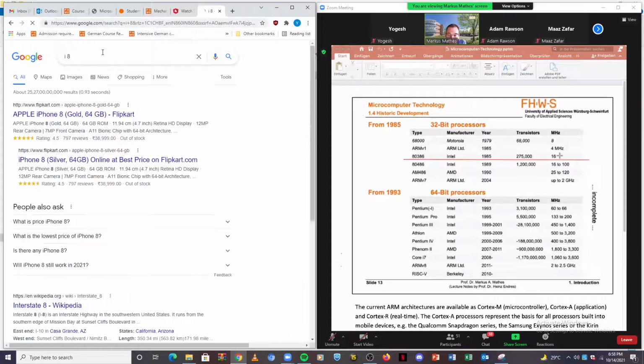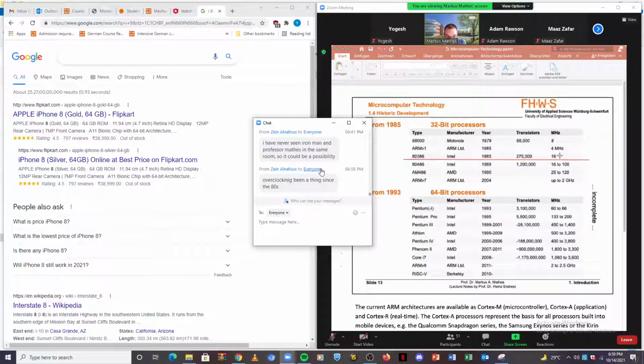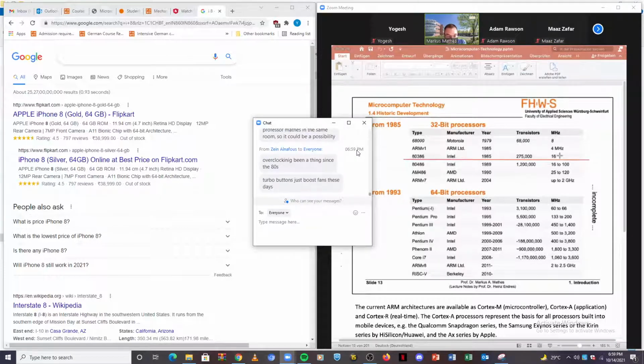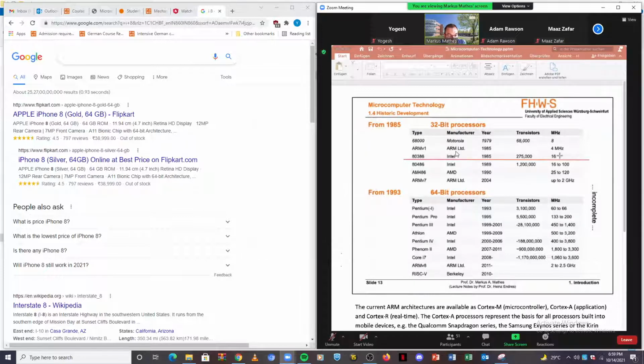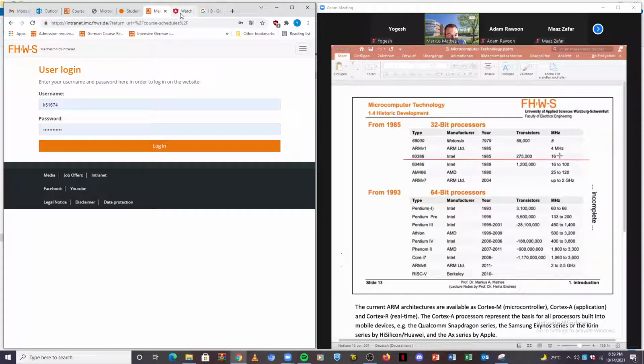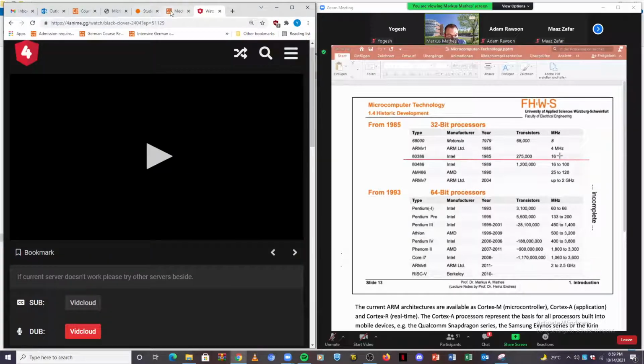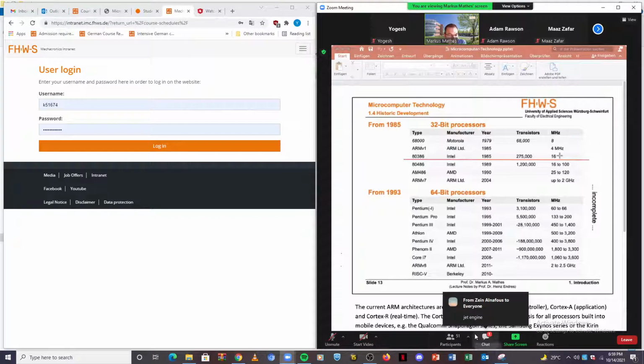Overclocking of the 80s, correct. So there is no turbo button anymore today. Maybe in some retro PCs or some self-built PCs, but back in those days, you could simply overclock by pushing the turbo button. Turbo buttons just boost fans these days. You can adjust the fan speed from, it sounds like a vacuum cleaner, down to you hear nothing, right? Jet engine. Okay, jet engines.